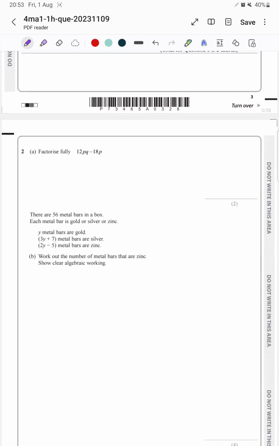Factorize fully 12pq minus 18p. Now we will do, this is 12 and there is number 18. So you can start with number 3 as a common factor or number 6. So if I do it with 3, I can take 3 and p is also common. So 3p is outside and inside will be 4q minus 6.